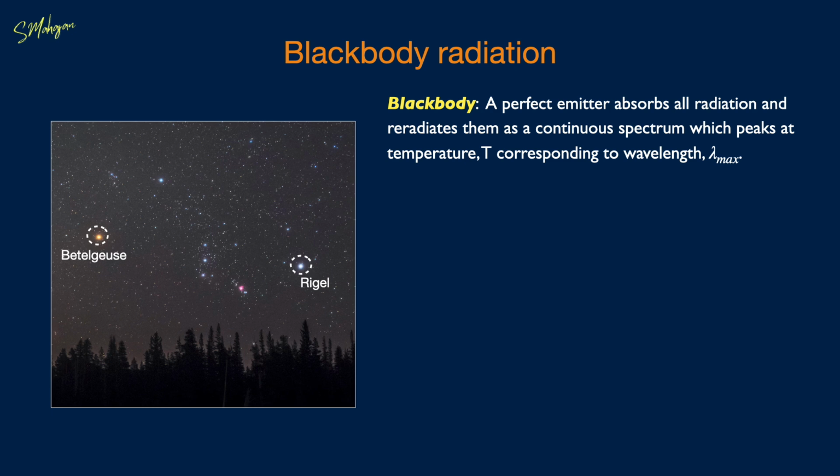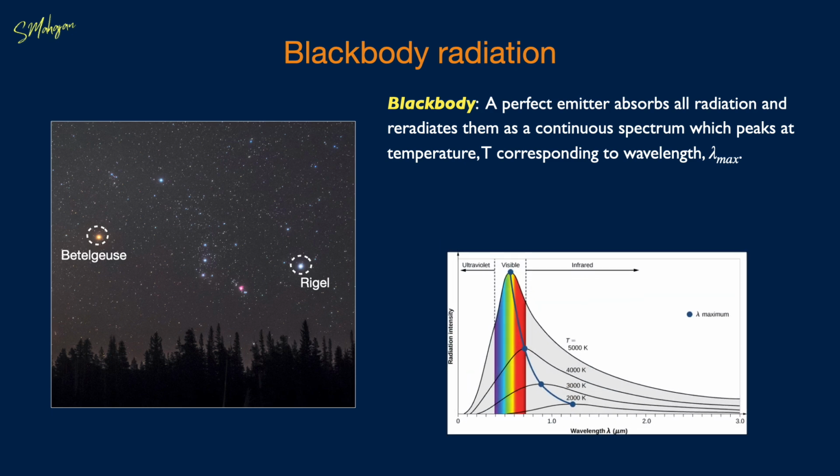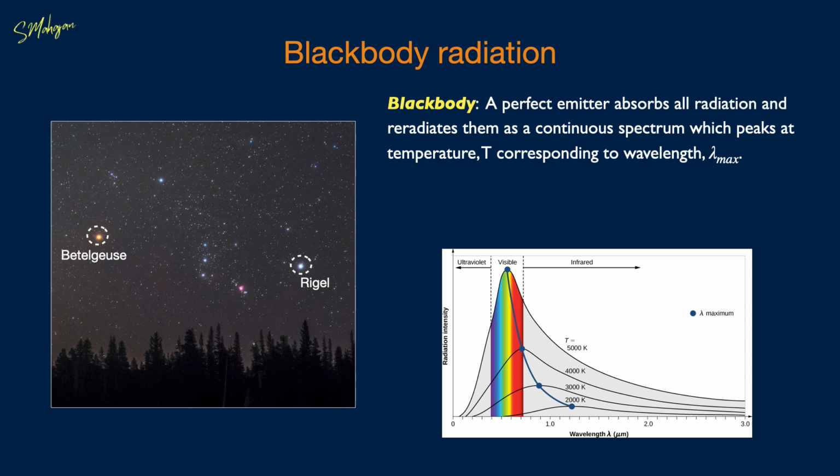Even though a black body radiates energy at all wavelengths, its spectrum peaks at a particular wavelength lambda max corresponding to a particular temperature T. The relation between these two is given by Wien's law. This implies that by finding the wavelength at which the spectrum of a star peaks, astronomers can find its black body temperature, that is, the temperature of its surface, assuming that the star is a perfect black body.